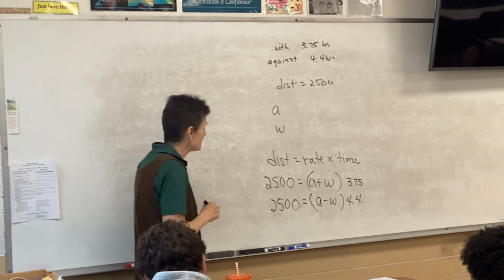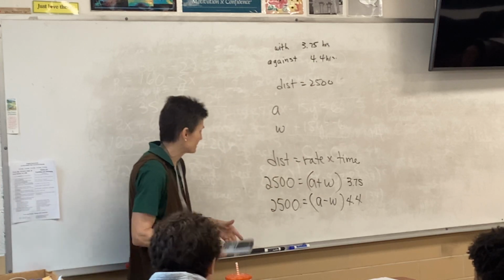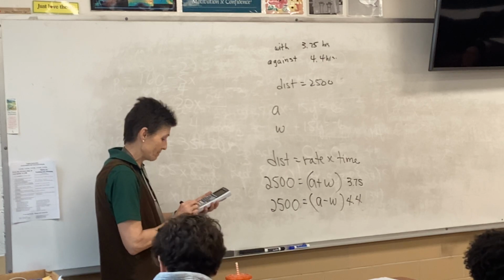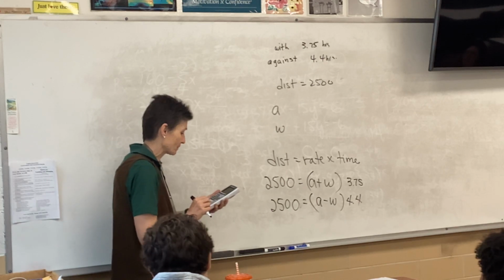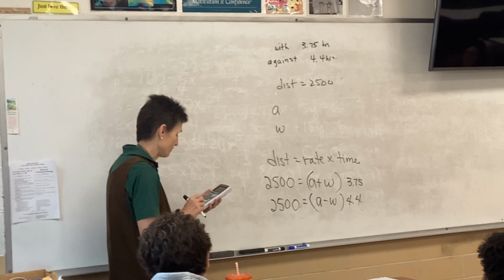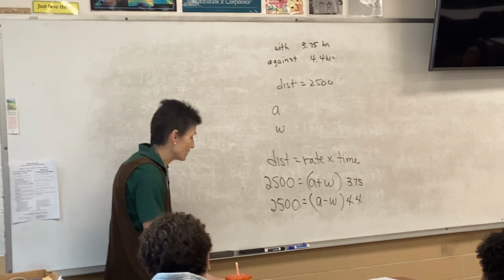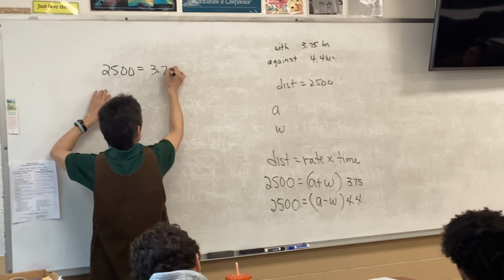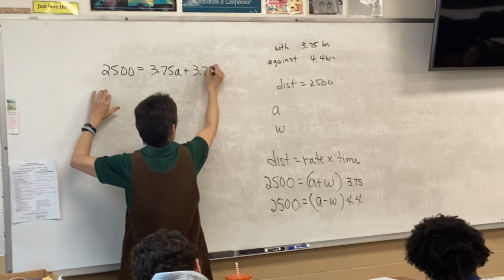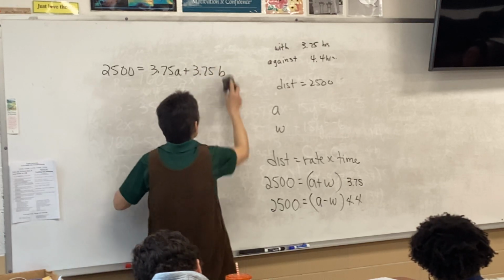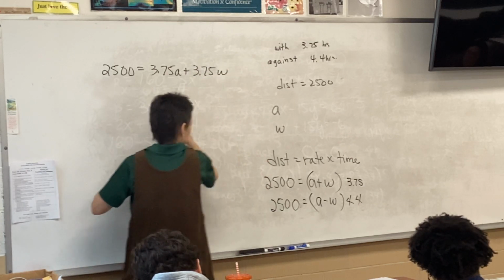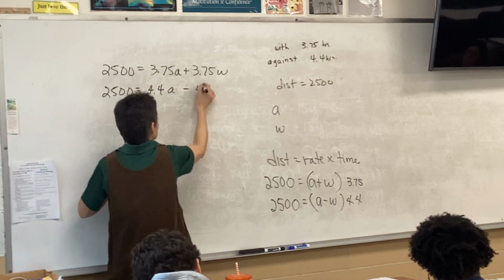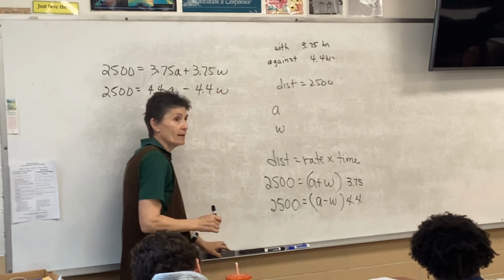I wonder, would it be easier to divide? What happens if we take 2,500 and divide it by 3.75? Then I have to round it off. Alright, so 2,500 equals 3.75A plus 3.75W. And then 2,500 equals 4.4A minus 4.4W. Alright, that's alright.